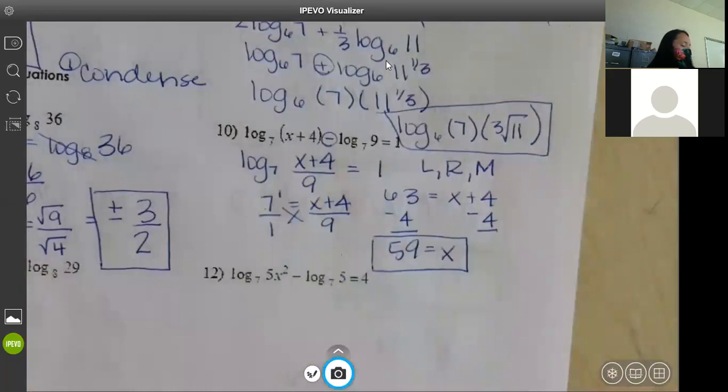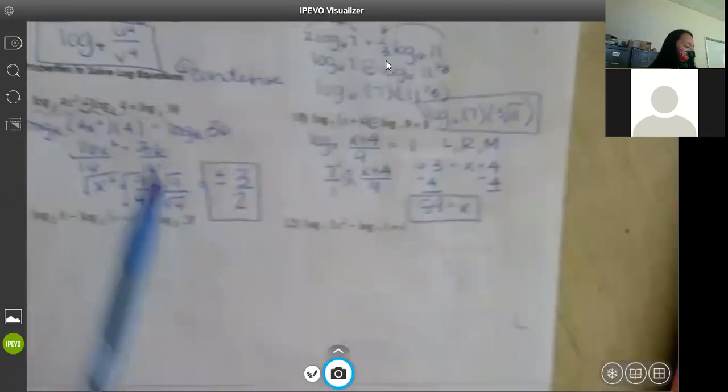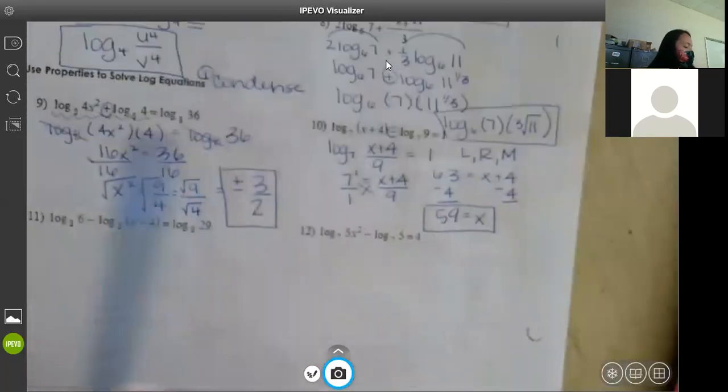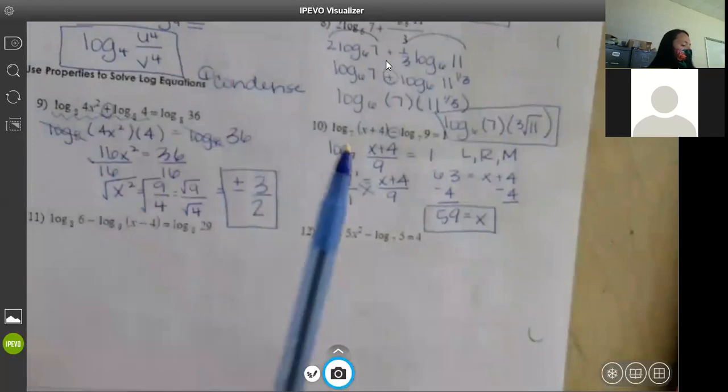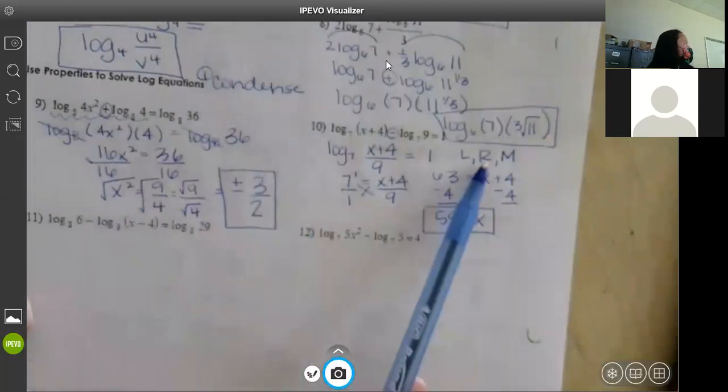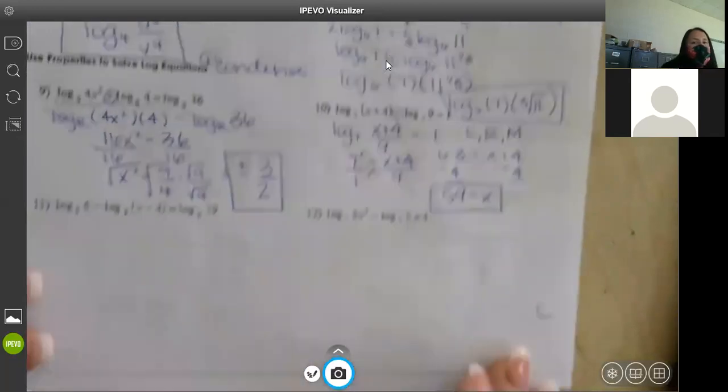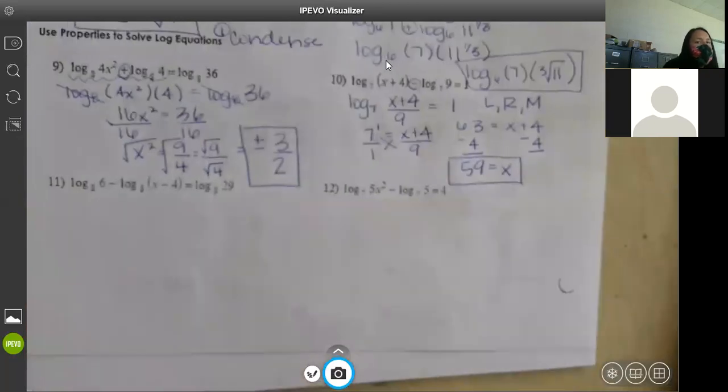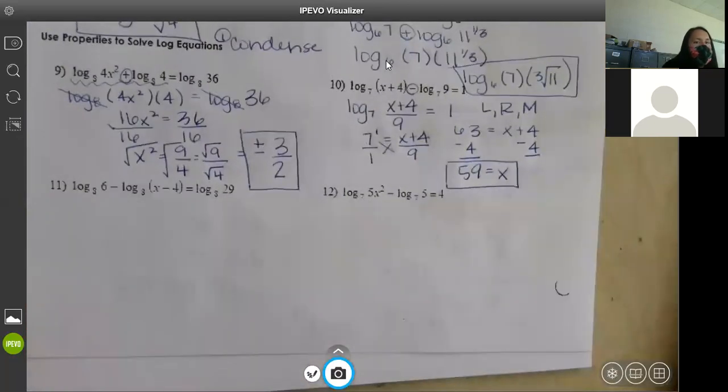So again, watch that. 1 log on one side, like this one, 1 on the other, we're going to mark out. On this one, we only have 1 log, so we do left, right, middle. Okay, that'll work for the rest of the notes. So watch that every single time.